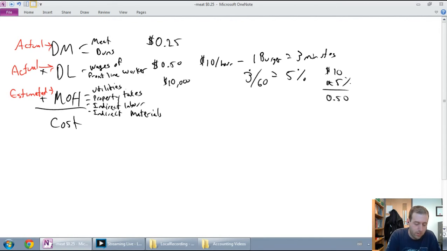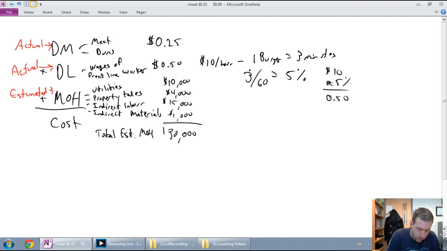$10,000. Property taxes for the year, $4,000. Indirect labor for the year, let's say $15,000. And indirect materials for the year, let's say $1,000. So I add up all of my overhead costs, and in a real company there would be more than this, and I get a total, and I say total estimated MOH. My total estimated MOH here, the total of this list, is $30,000.